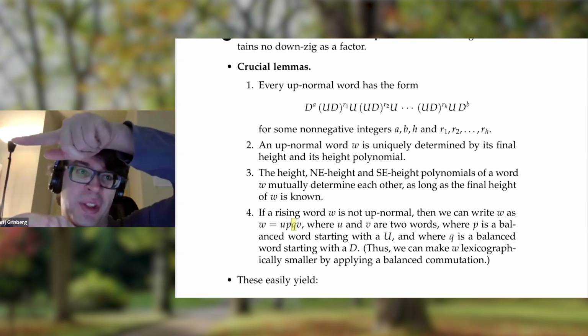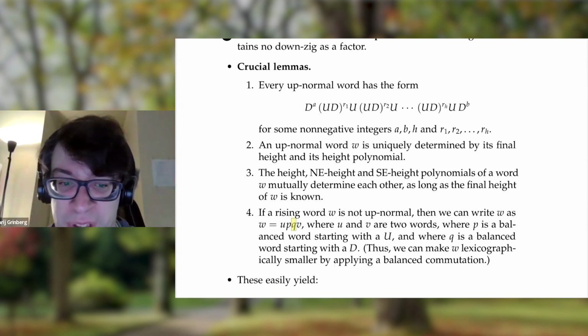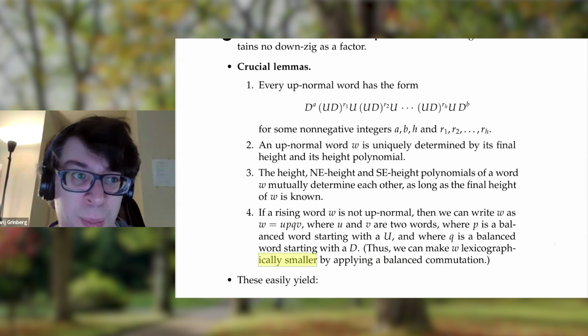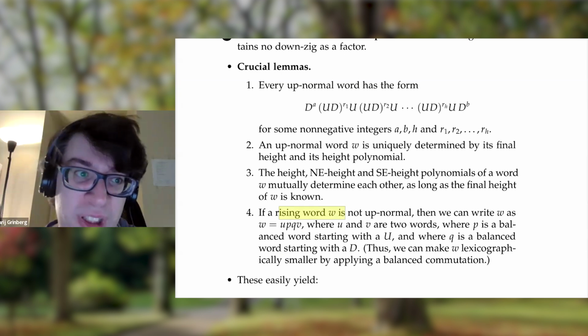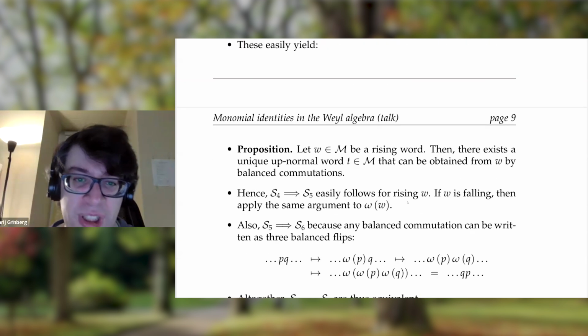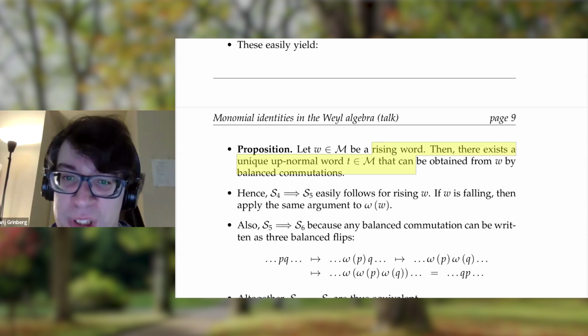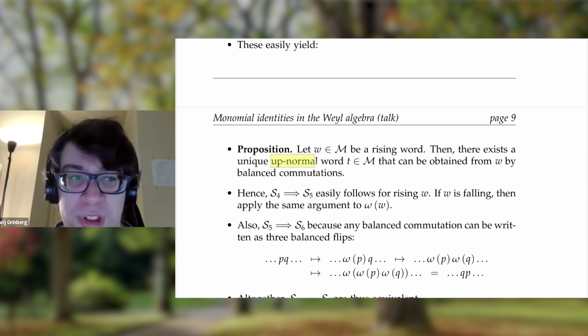Well, you can swap them using a balanced commutation. And because the first starts with a U and the second starts with a D, the result will be lexicographically smaller after the swap. And so this gives you a kind of straightening rule to rewrite rising words, making them smaller and smaller until they become abnormal using balanced commutations. And therefore, every rising word can be transformed by balanced commutations into an abnormal word.